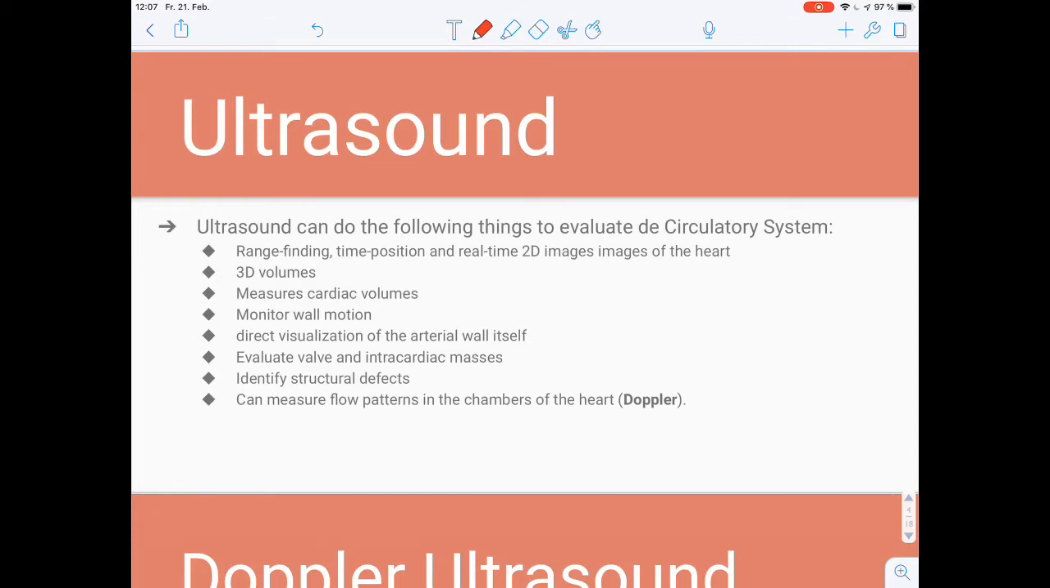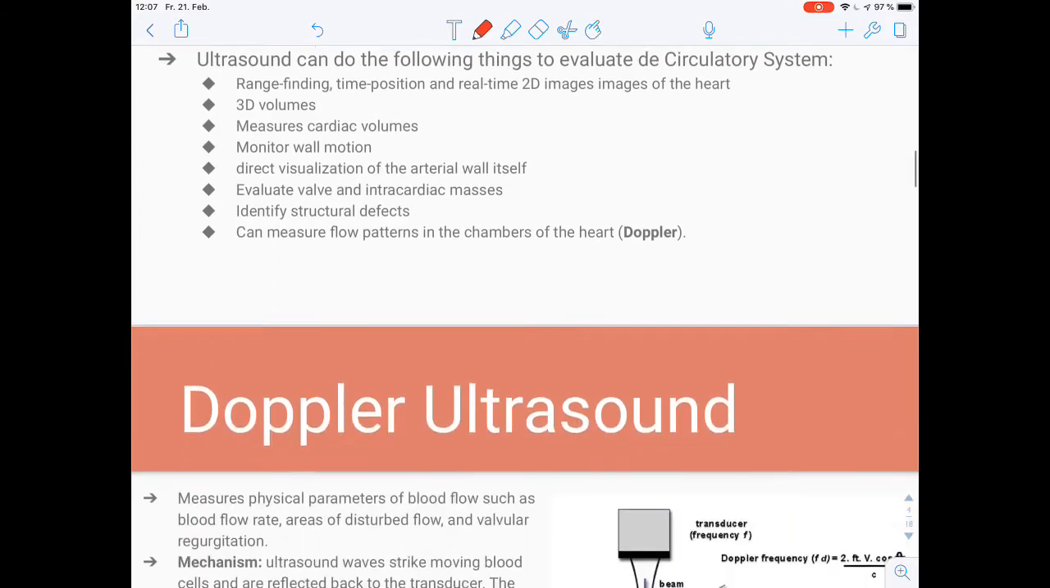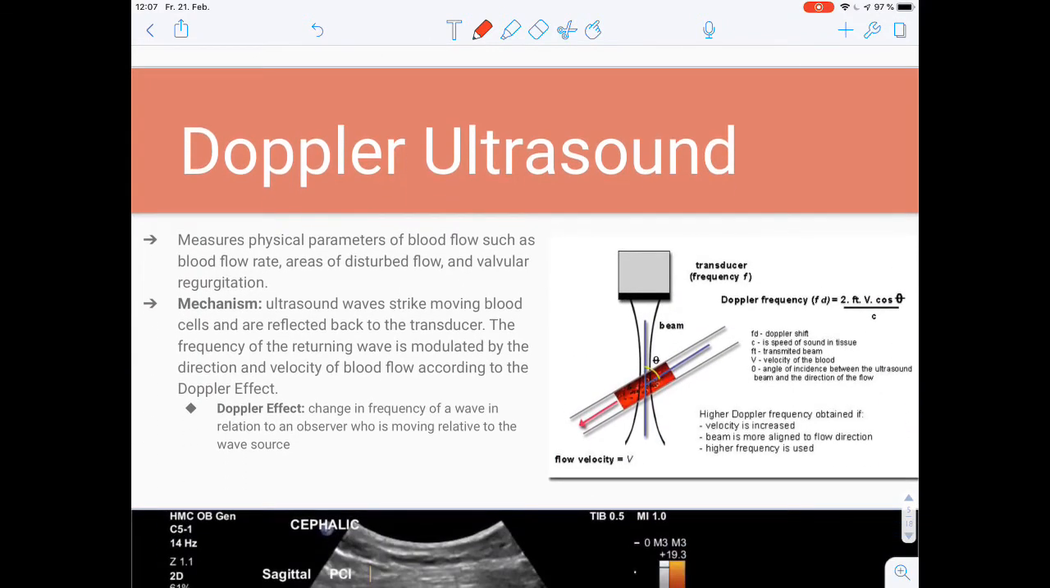of the heart, 3D volumes. It will measure cardiac volumes, monitor wall motion, provide direct visualization of the arterial wall itself, evaluate valve and intracardiac masses, identify structural defects, and it can measure flow patterns in the chambers of the heart using the Doppler effect. So, talking about the Doppler effect, it measures physical parameters of the blood flow, such as blood flow rate, areas of disturbed flow, and valvular regurgitation.